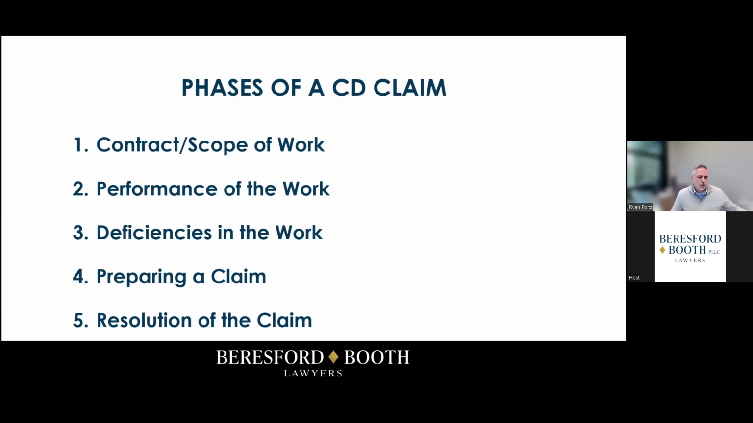The deficiencies in the work, sometimes that's difficult to identify, as some of the work can be hidden or covered up by other elements of the build, like by drywall, or if it's a roof and the underlying roofing materials are defective, sometimes it's difficult to identify those claims. I'll also talk about preparing a claim and the process and elements and procedure of resolving a claim.